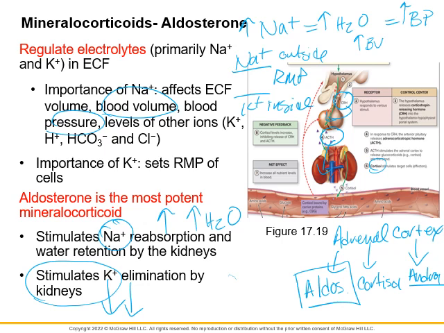But bottom line, could you tell me that if aldosterone is on, if your adrenal cortex is secreting aldosterone, it's going to cause your kidneys to reabsorb sodium, reabsorb water, and increase the excretion or elimination of potassium.